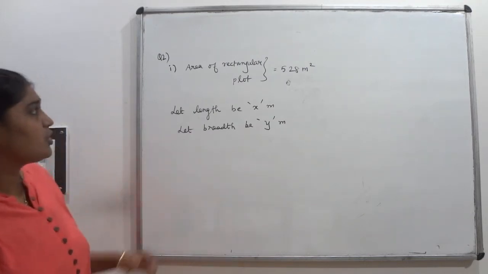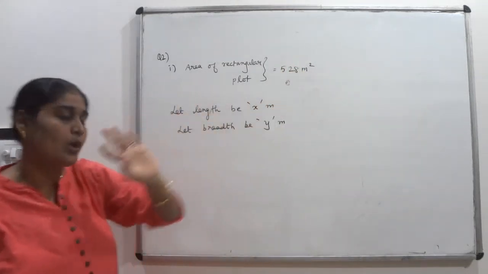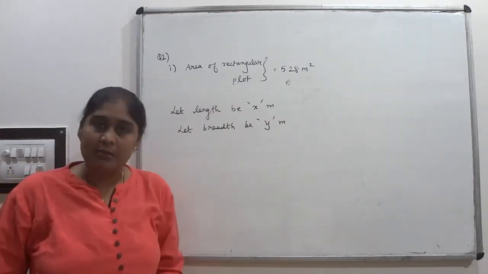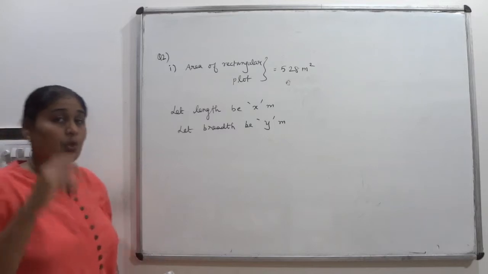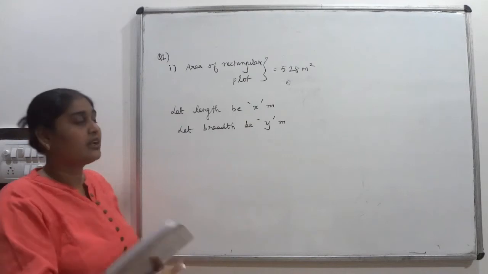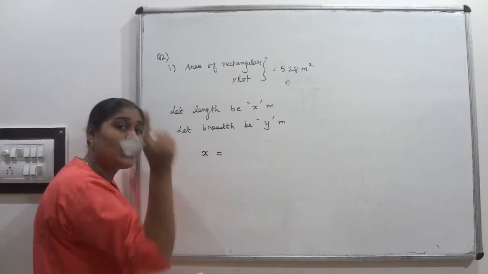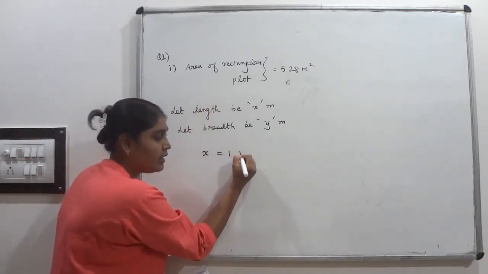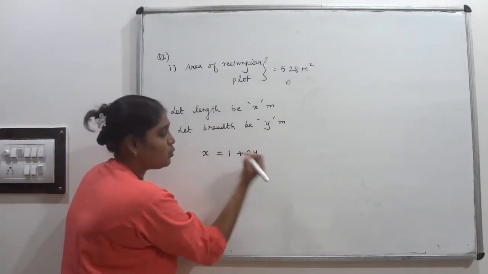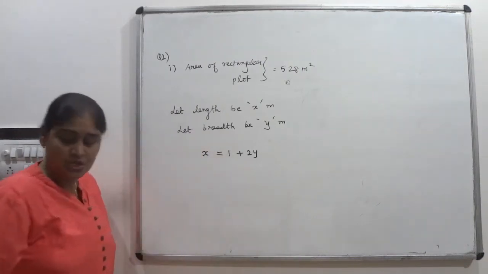So, what is given in the question? The area of the rectangular plot is given, that is 528 meter square. I have taken the length as x meter and the breadth as y meter. One statement is given: the length is 1 meter more than twice its breadth. So length, which I have taken as x, is equal to 1 plus twice its breadth, which you have taken as y. So x is equal to 1 plus 2y, which I have formed from the question.